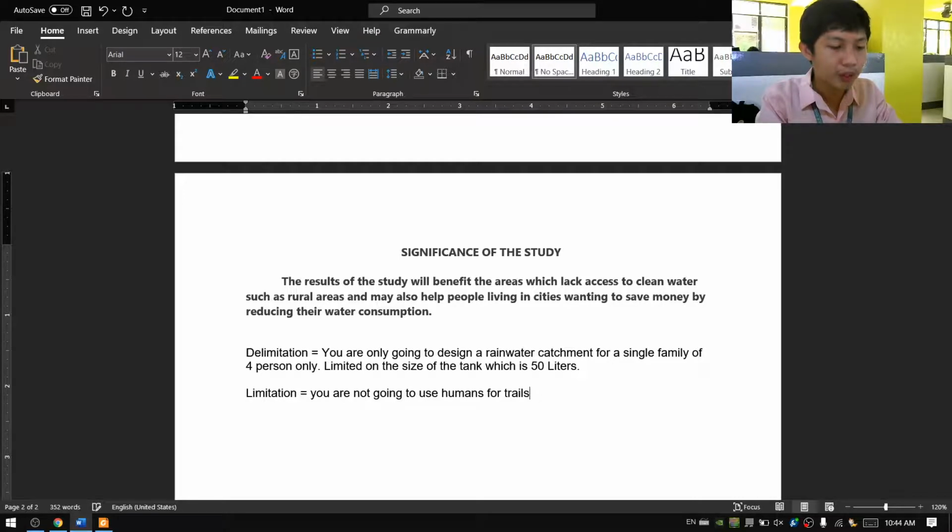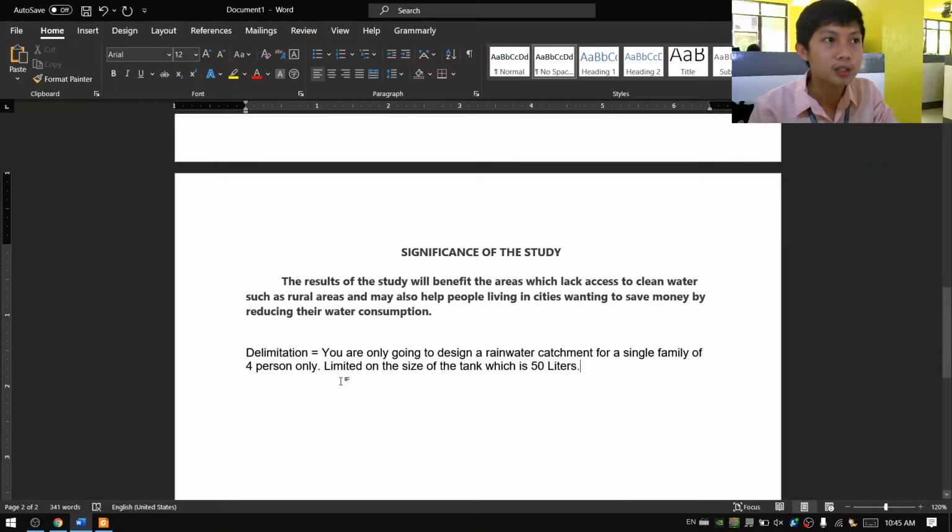Or, wait, sorry. Limitation is you cannot test the prototype in outer space. So it's something like that. I mean, something which is really difficult for you to do. It's virtually impossible. Like, you cannot measure something because it still doesn't exist. So that's the limitation. That is the reason why we don't use limitation here. We only use the delimitation because you are only setting the limitation yourself. Okay? So I hope that's clear. So that's it for the video.